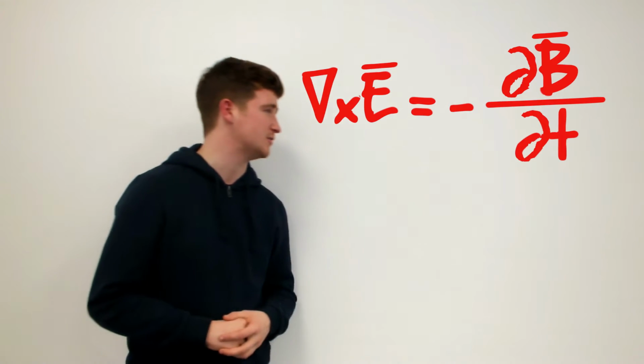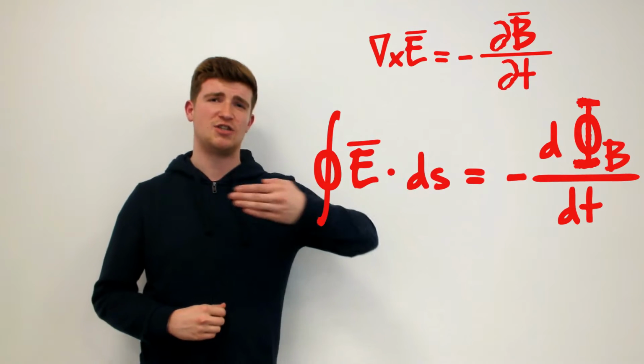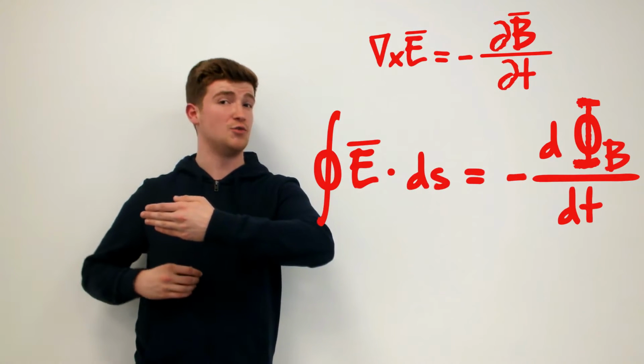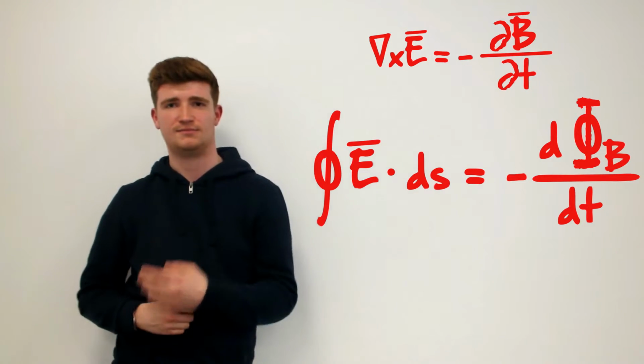Let's take a closer look at the equation in its integral form. It shows us here that a change in magnetic flux through a surface will create a circulating electric field. But what is magnetic flux?